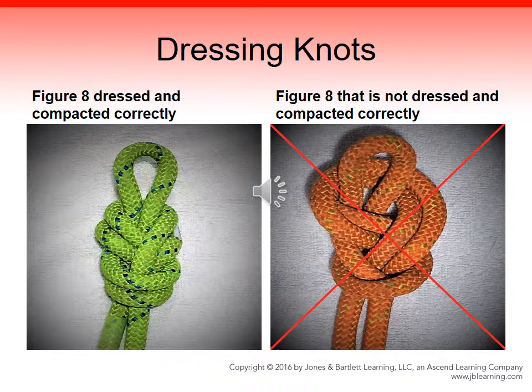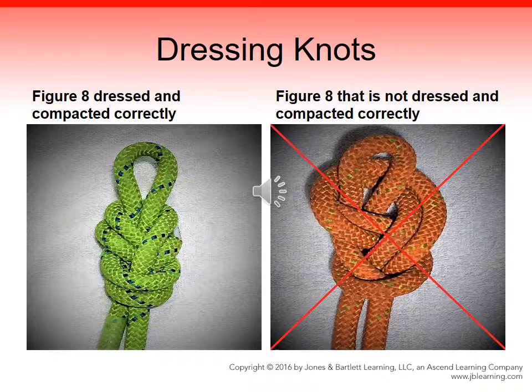The green rope has been dressed and compacted correctly and it will lay flat. As you look at the orange rope, you can see that the rope doesn't align well and that there are void spaces in the knot. That should be a dead giveaway that it hasn't been tied correctly.